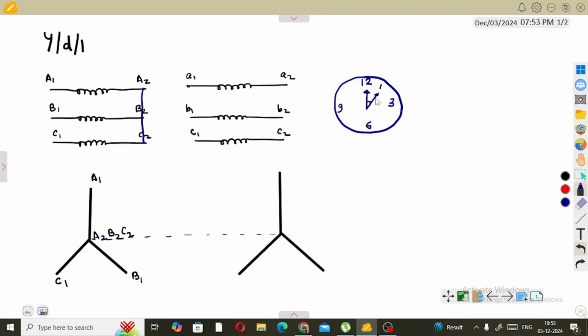Again, I have to do this 30 degree here. So I will come back and draw a straight line like this, a 30 degree line like this, another 30 degree line, a 30 degree line here, and a 30 degree line here. So from here to here 30 degree, here to here 30 degree, here to here 30 degree.